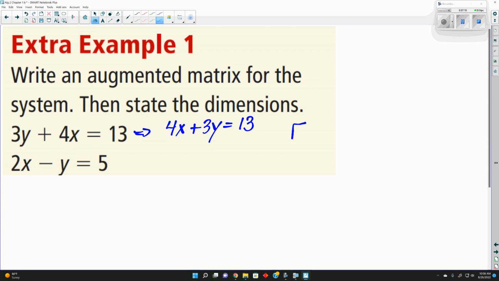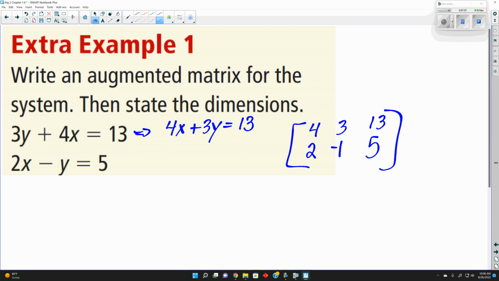Now we can write the dimensions, or write the matrix. So the first row would be what? And then the bottom would be? 4, 3, 13, 2, negative 1, 5.